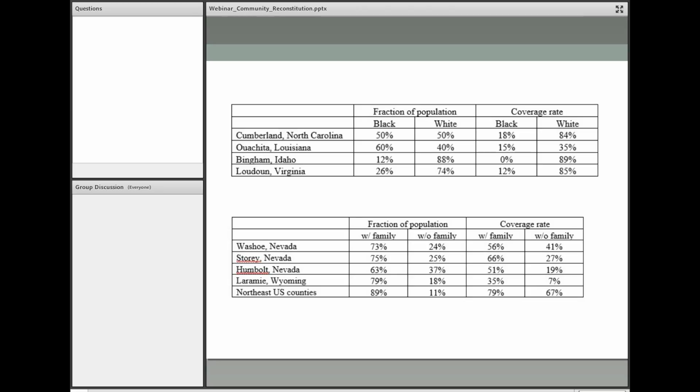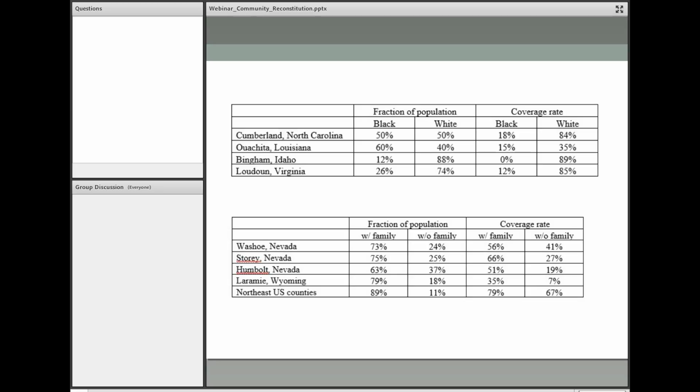The other thing is you can look in Washoe, Nevada, 73% of people are connected to a family, 24% aren't. And so you see the coverage rates tend to be much higher for people that are connected to a family than people who aren't. And people who aren't connected to family are generally roomers, boarders, and other people without a family member nearby.